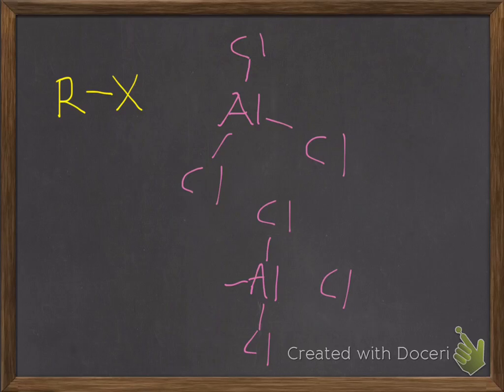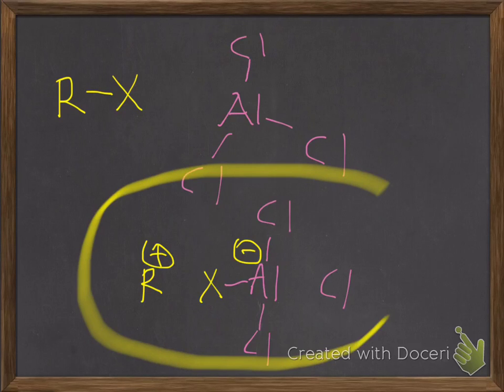Let me change my color. Okay, so it really is looking and behaving more like this species down here, and that's the reason the benzene ring can come and attack the R. But now let's think about the characteristics of a carbocation.